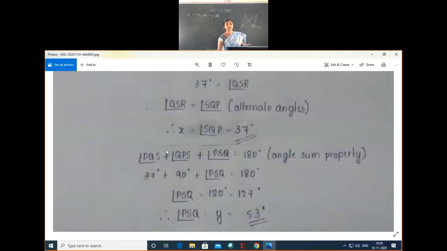Very simple. PQS plus QPS plus PSQ is equal to 180 degrees, the angle sum property of a triangle. PQS is 37, QPS is 90 degrees, PSQ is unknown, that is y, which is named in the figure. Therefore PSQ is equal to 180 minus 127. Then PSQ, named as y, is equal to 53.